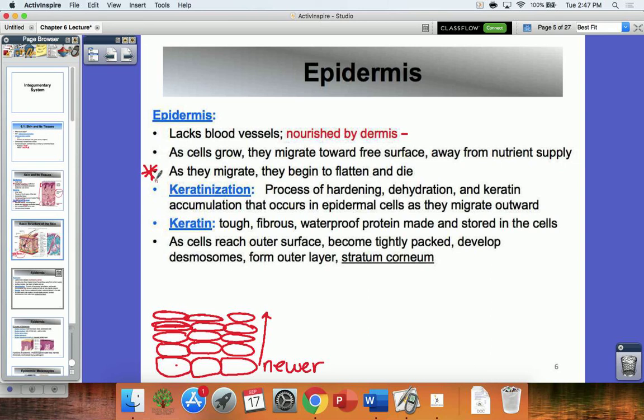And so, again, it's pushed upward, outward, and they flatten and they die. And they migrate to the very top layer, because there are several layers of stratified squamous epithelium. That very top layer is what we call the stratum corneum.